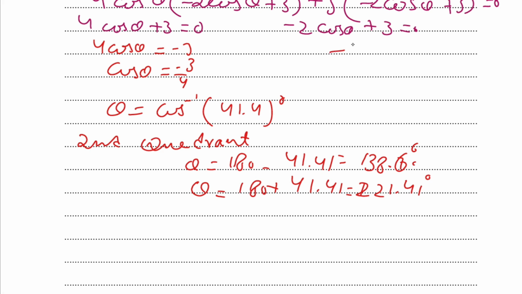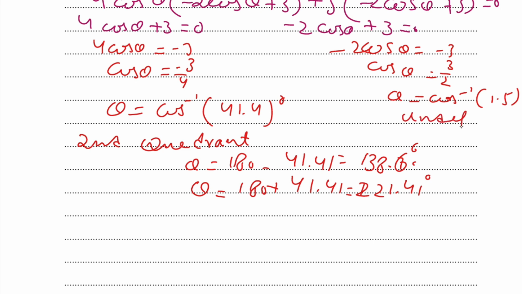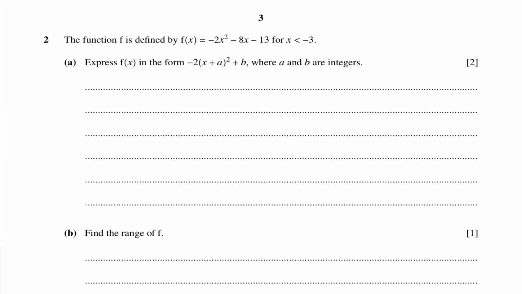Now here, −2 cos θ = −3, so cos θ will be equal to 3/2, and θ is equal to cos⁻¹(1.5), which is an undefined value. So the correct answers for θ are 180 minus 41.41, which is 138.6, and 221.41. So this will be our correct answer. Let's move to question number 2.